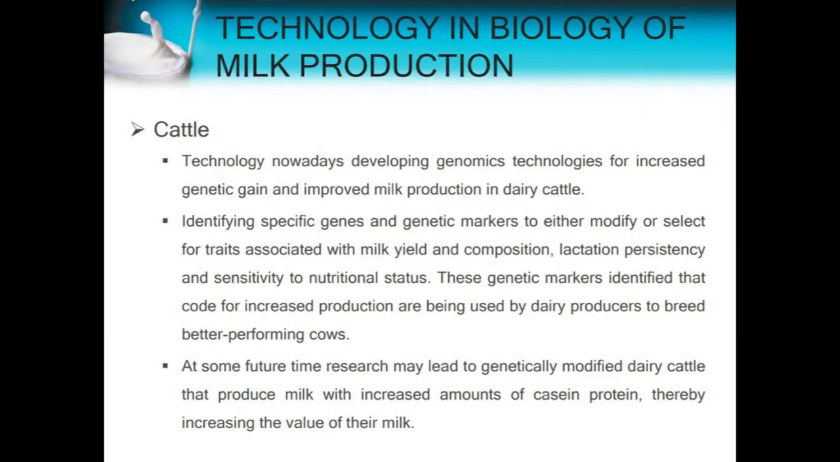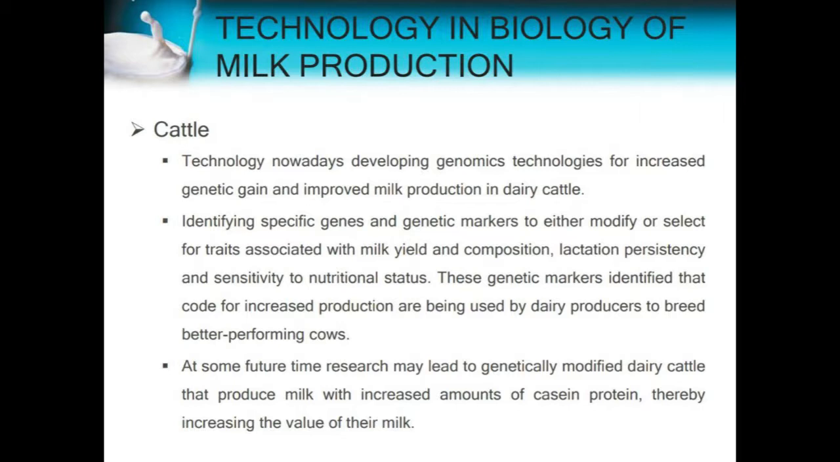Next is cattle. Technology nowadays is developing genomics technologies for increased genetic gain and improved milk production in dairy cattle. It is identifying specific genes and genetic markers to either modify or select for traits associated with milk yield and composition, lactation, persistency and sensitivity to nutritional status.